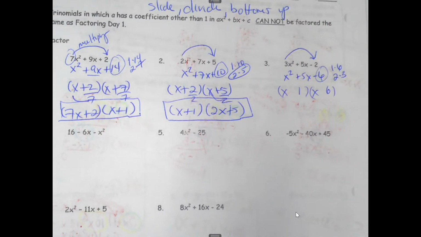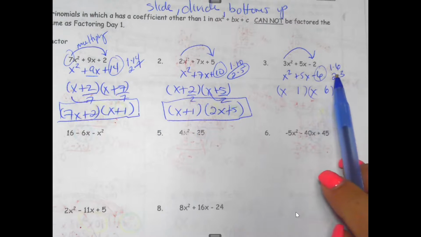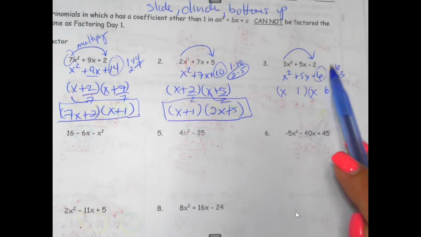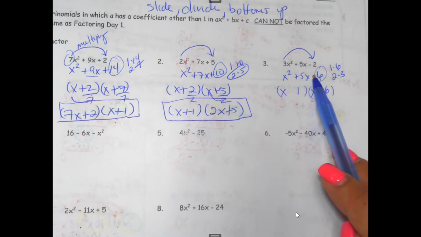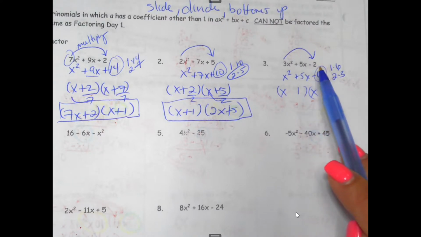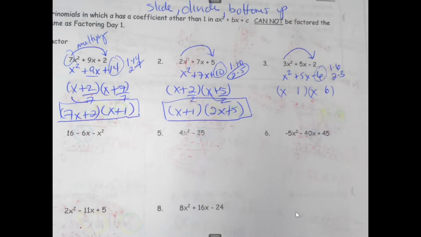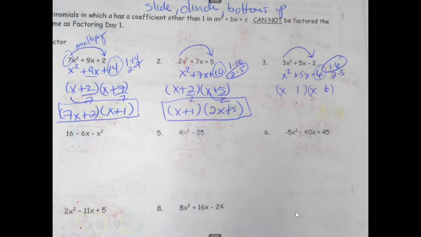If I didn't know that, I would have picked 2 and 3 because 2 plus 3 also gives me 5, but 6 minus 1 gives me 5. So we're going to determine it by the sign. If it's negative, they subtract. If it's positive, then they have to add. So it's going to be 1 and 6.